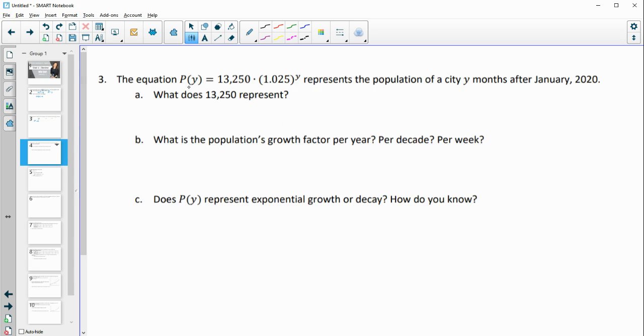Number 3, the equation P of y equals 13,250 times 1.025 to the y represents the population of a city y months after January 2020. What does 13,250 represent? Well, that would be the initial population, right? So in this case, the population in January of 2020. What is the population growth factor per year, per decade, and per week?